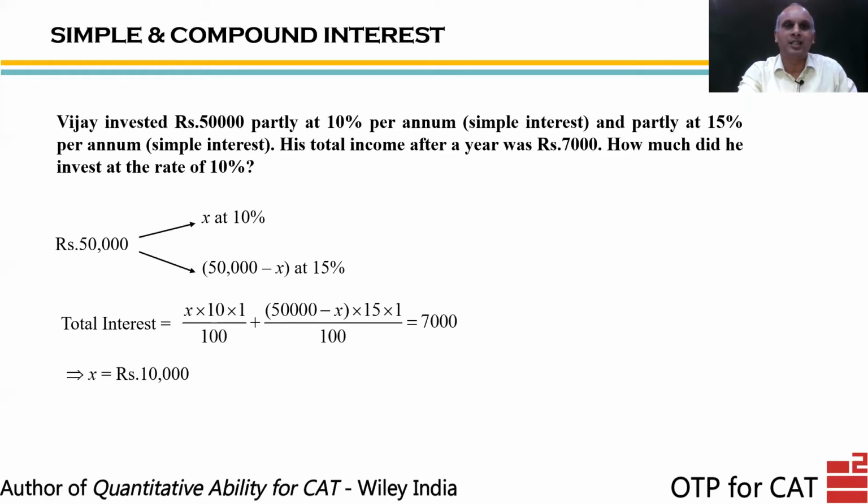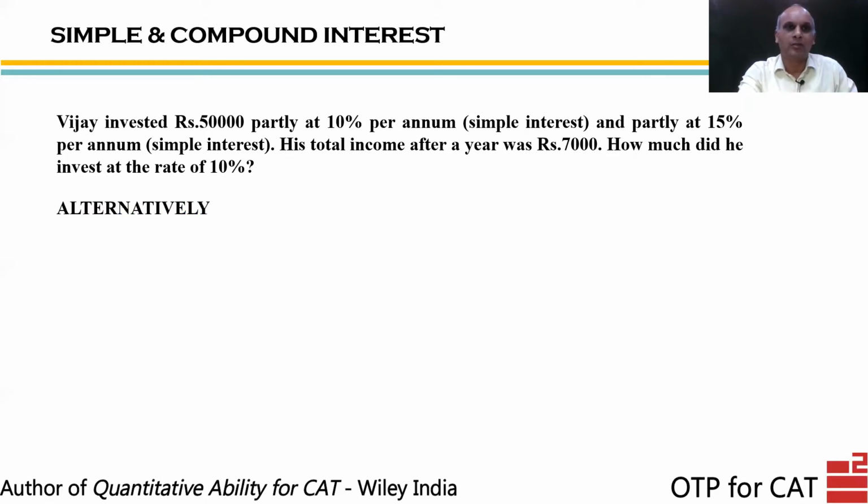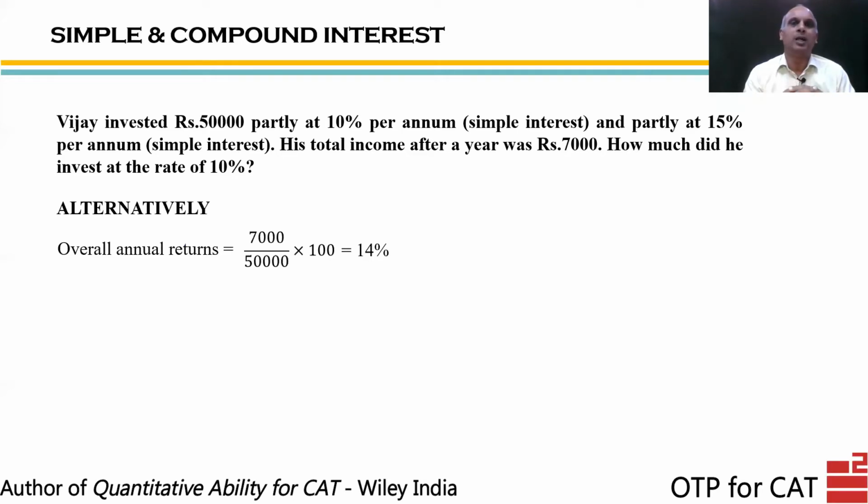Now, this is a conventional way of solving the question. We can try an alternative approach also. It goes like this. We see that my overall investment is 50,000 rupees and I am getting a total income of 7,000 rupees. So overall, what are my annual returns? That is the interest income which I have earned, which is 7,000 rupees, divided by 50,000 rupees into 100, and that gives me 14%. It means from my investment, where part of which goes into 10%, the other part goes to 15%, my overall returns are 14%.